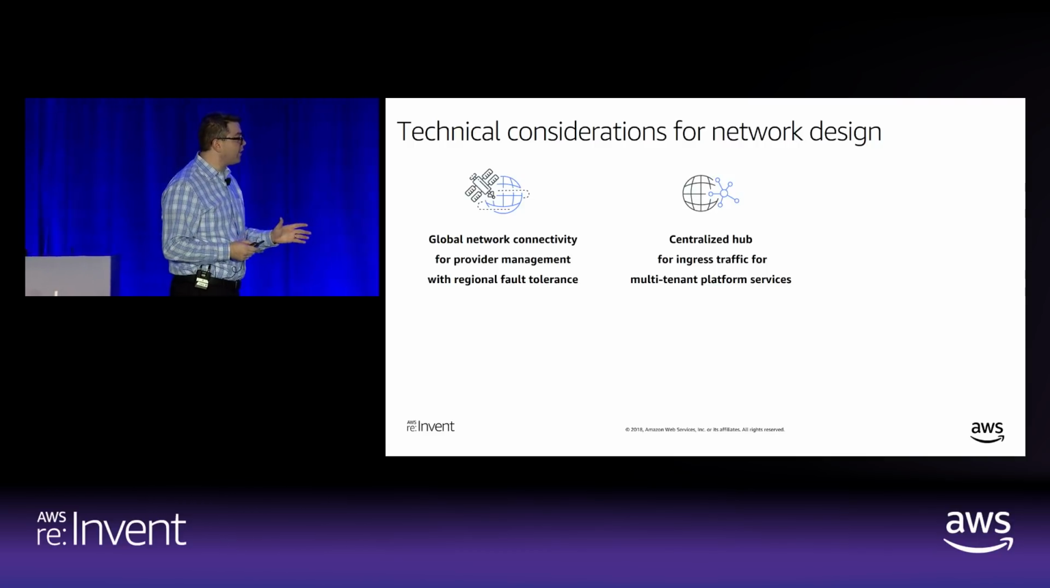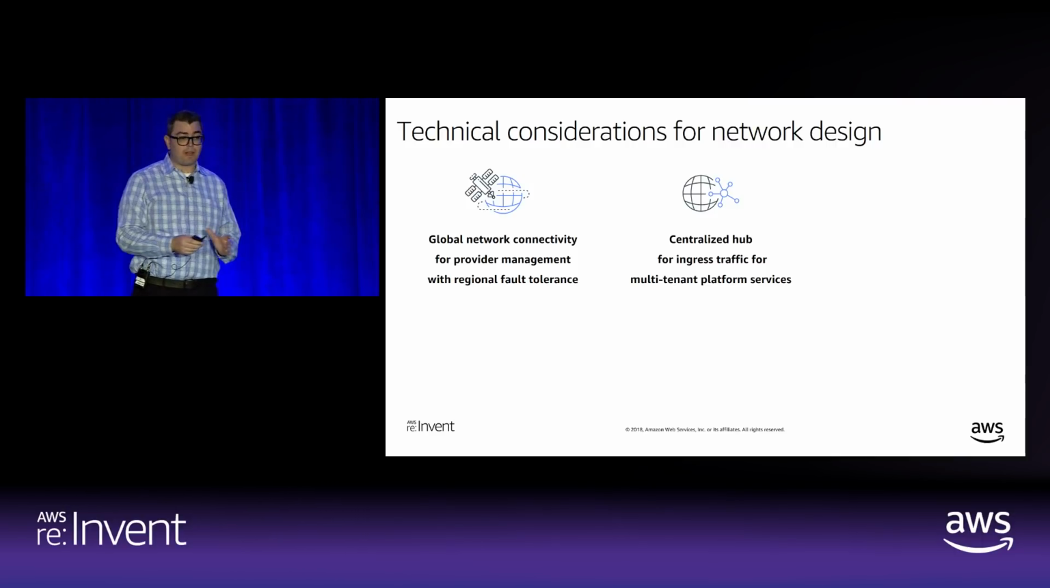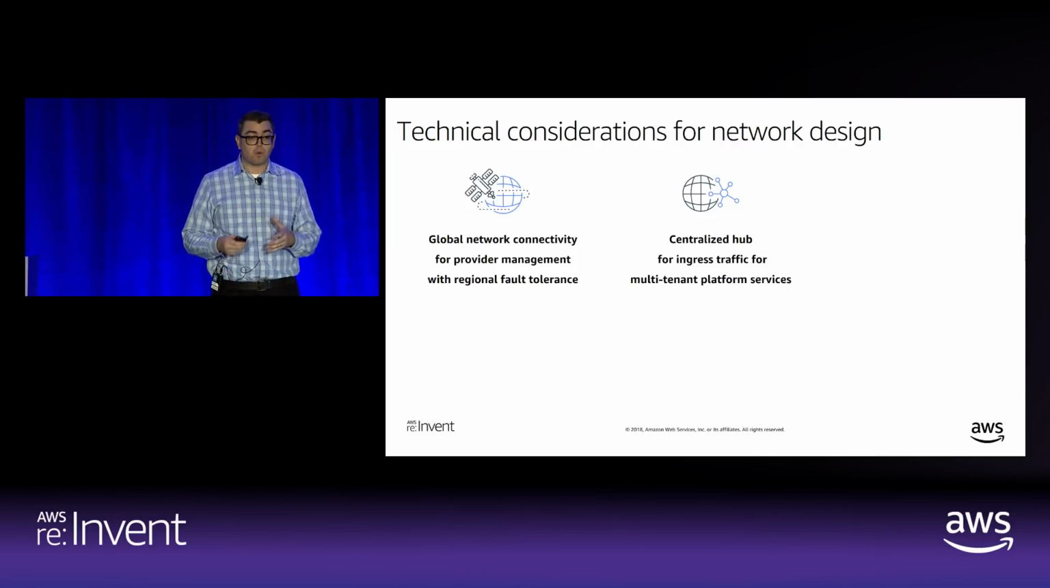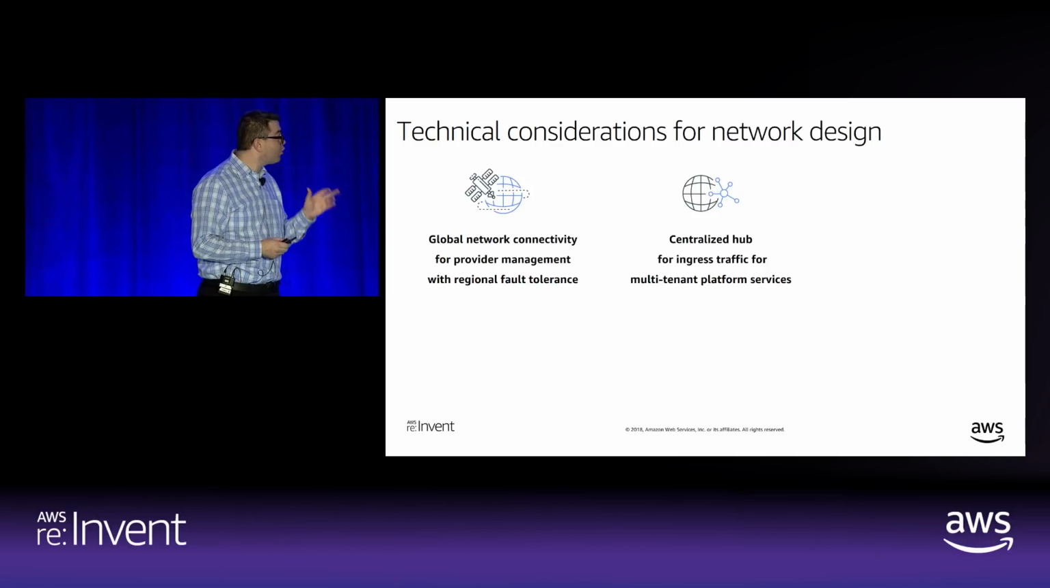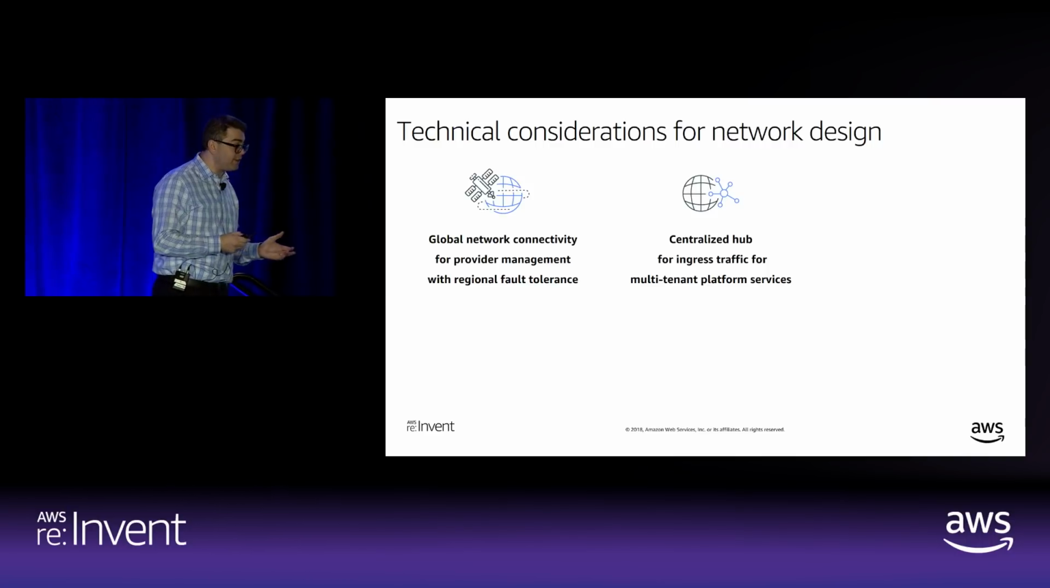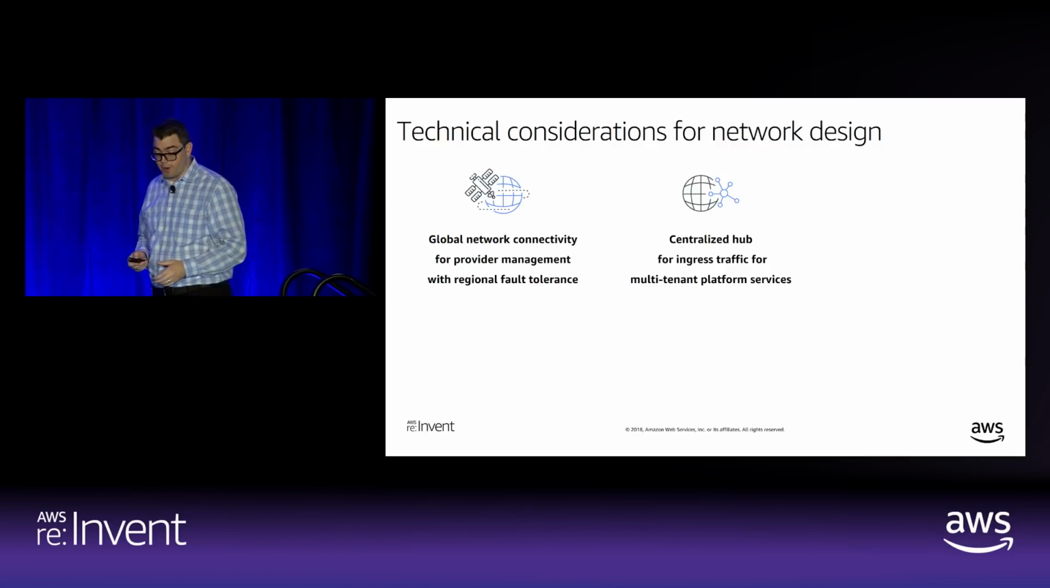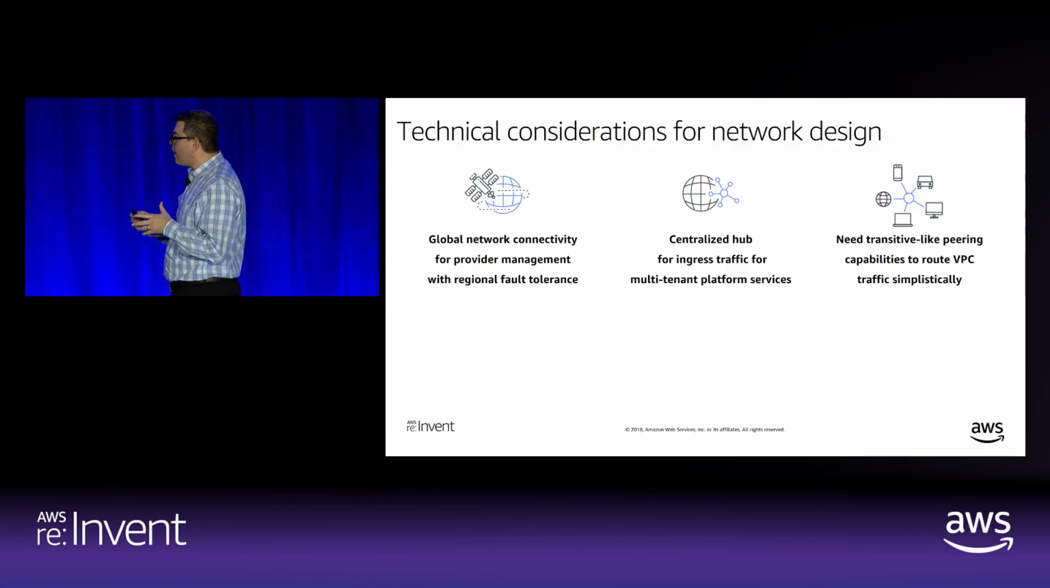But the idea here is that if you're delivering multi-tenant platform services, single or multi-tenant workloads to customers, it's crucial that you have the way to identify maybe potential malicious activity and block it at your entry points. You would want transitive-like peering.